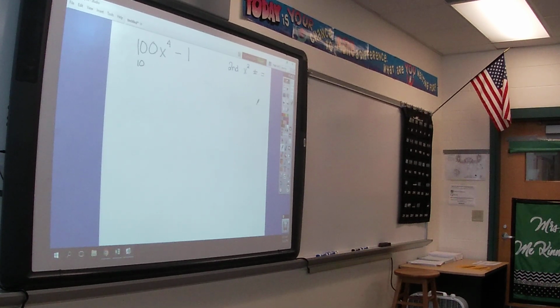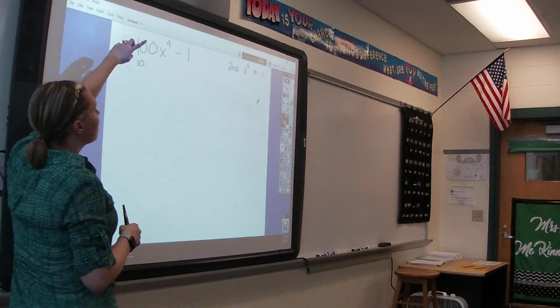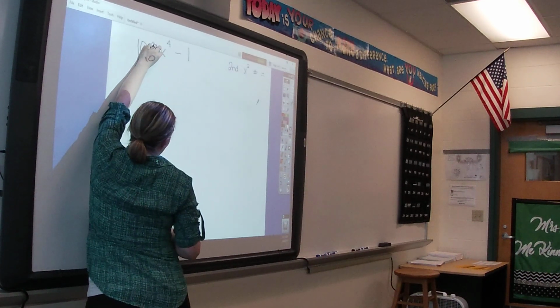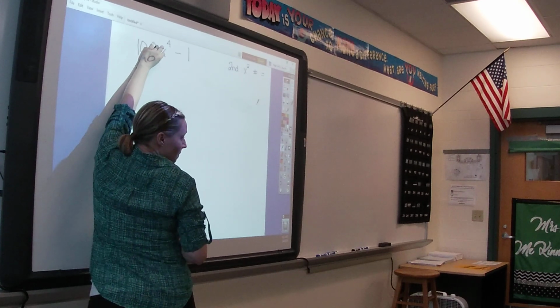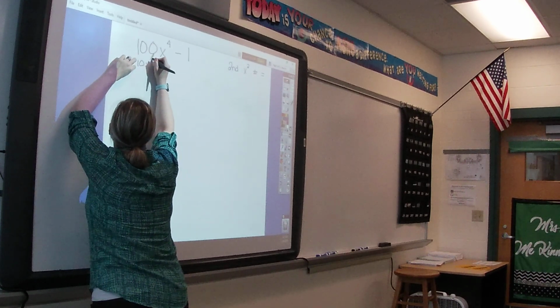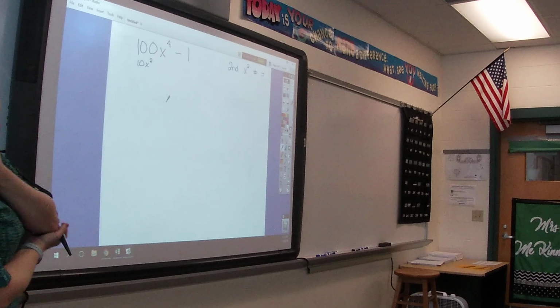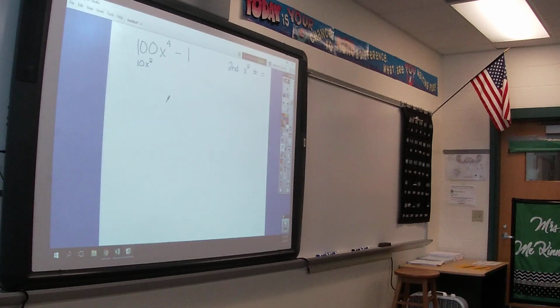Okay, so we're going to take half of the exponent. What's half of 4? 2. What number times itself gives us 1? 1.